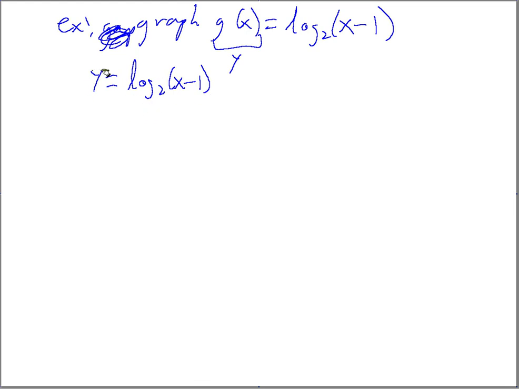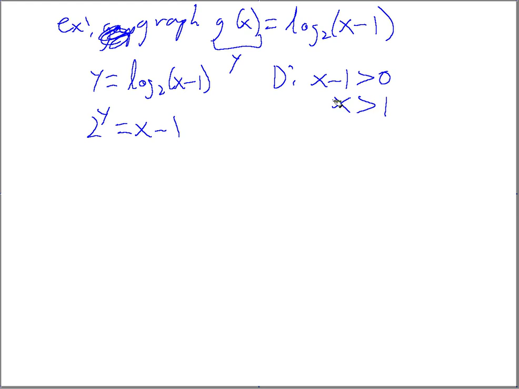Again, y is the exponent, 2 is the base, so we'll take 2 to the y power equal to whatever's inside the log, x minus 1. Now, for the x minus 1, be a little bit careful here, because if it's just x, we know the domain is all positive numbers. But look at the x minus 1. We have to make sure that this is never 0 or a negative number. In other words, for the domain, x minus 1 must be greater than 0, so x is greater than, if you add 1 to both sides, 1.